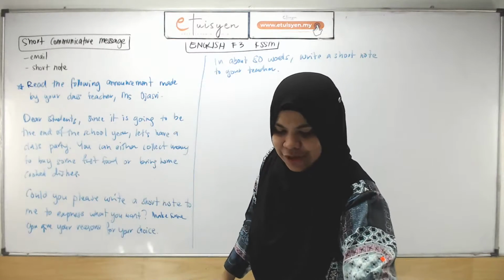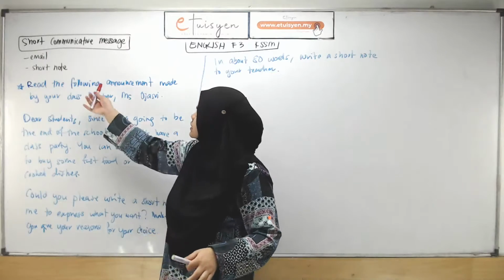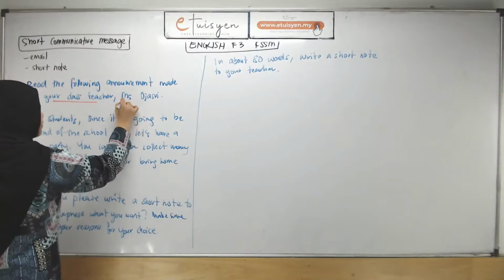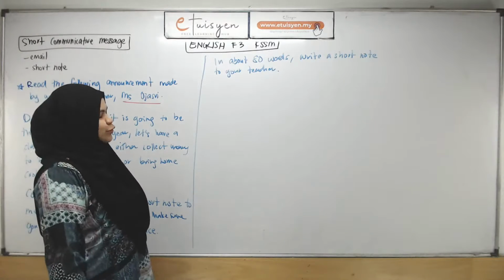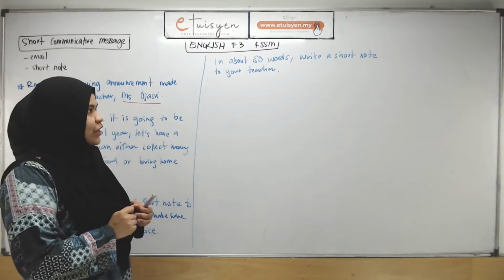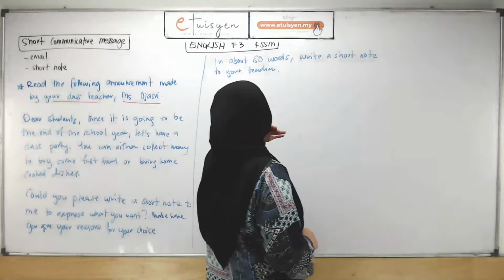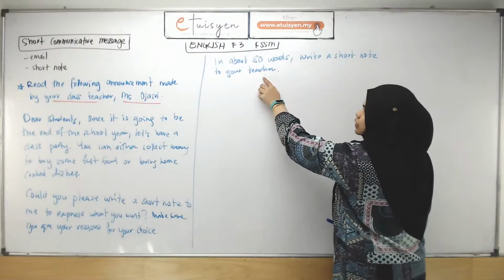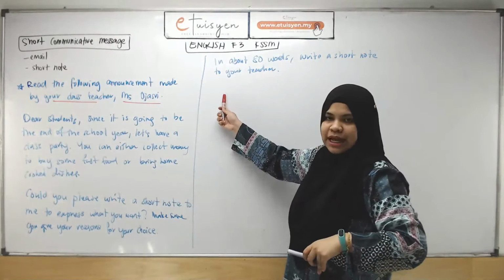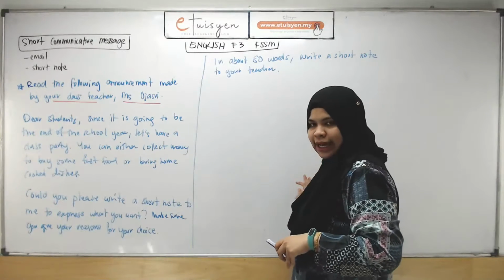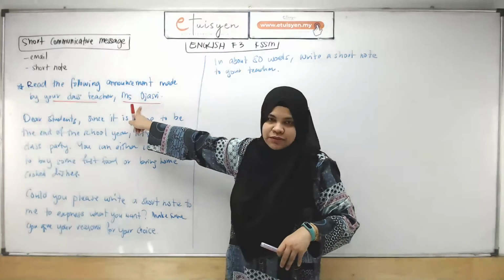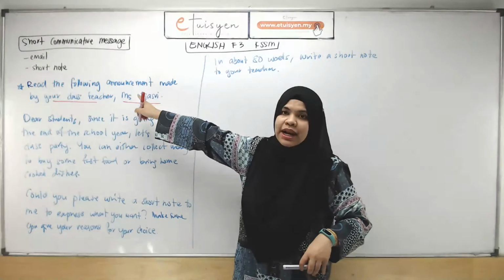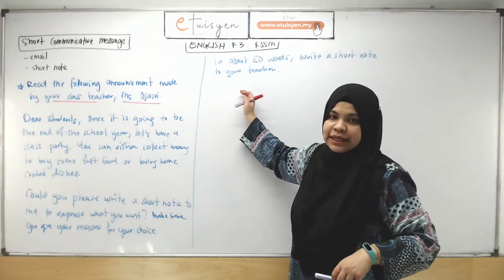Mesti kena baca soalan, okay? Now here, this is the announcement made by your class teacher. So now you know your class teacher, her name is Miss Ojasvi. In the soalan here, in about 80 words, write a short note to your teacher. Maksudnya kan, bila nak start dengan short note, you have a name already, which is Miss Ojasvi. So you cannot make up another name. That's why kena baca soalan, dah ada nama dekat sini, so you need to write the name here nanti later.